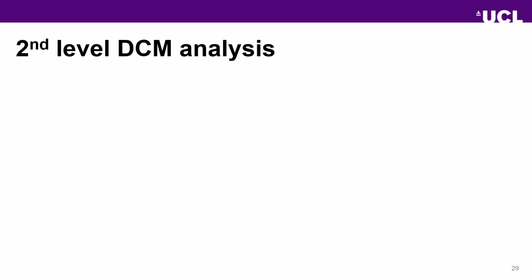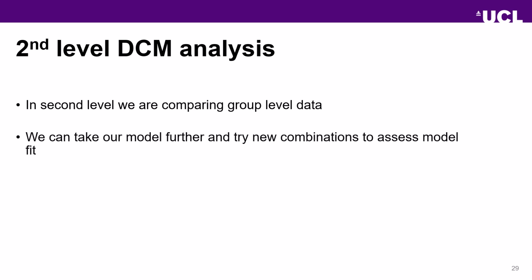So if we've done our individuals, which is our first level, we can then move into our second level DCM analysis. So in this case, we compare group level data. And we can take the model further, try new combinations to assess model fit, and generally we're going to get rid of outliers. So you might just have one result where someone's brain is just a little bit different compared to the data. We saw that in the last slide with that example where for most cases that model explained processing the best, but for some people a different model was a better explanation of the data.